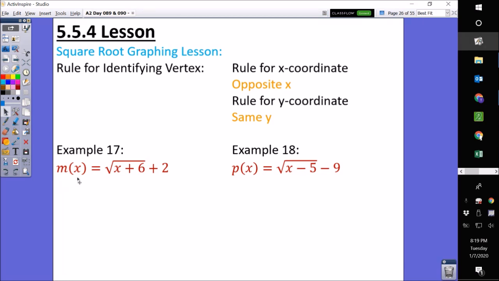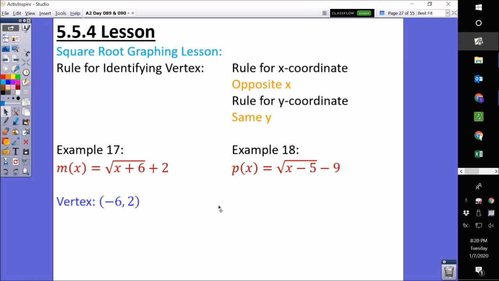So looking at example 17, we have m of x equals the square root of x plus 6, and then plus 2. So I'm applying opposite x, so the opposite of positive 6 will be negative 6 for my x coordinate. And then applying the rule of same y, which is the plus 2 that's outside, behind the square root. So plus 2 means it's going to be a positive 2 for the y coordinate. So my vertex for example 17 will be negative 6, comma, positive 2.